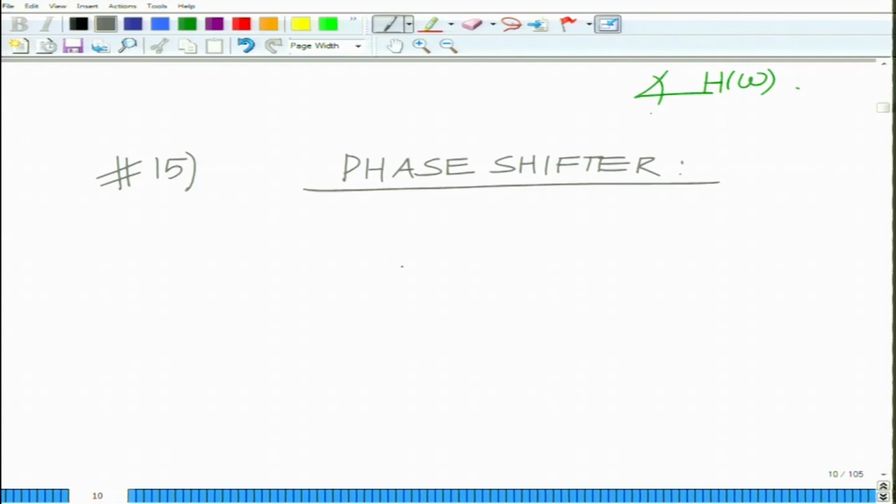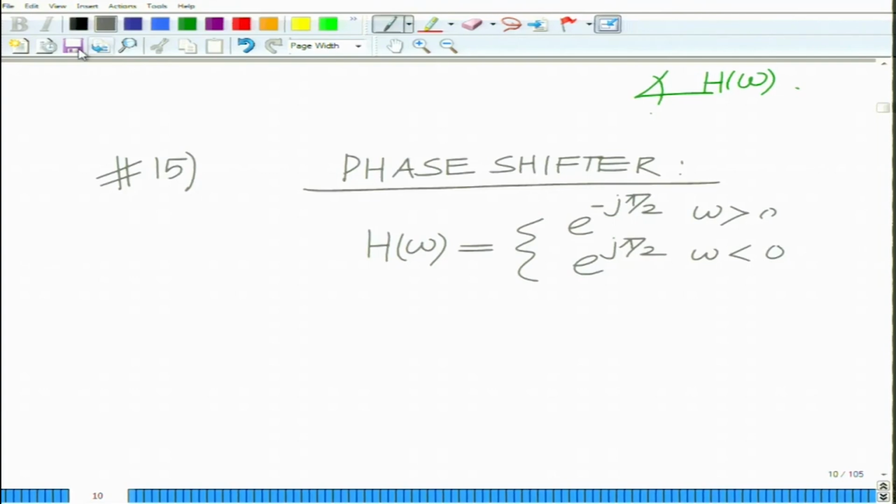Now, in a phase shifter, basically the frequency response of the system looks like this: H of omega equals e to the power minus j pi by 2 for omega greater than 0, and e to the power j pi by 2 for omega less than 0. Now, this is also termed as a phase shifter or also termed as a Hilbert transformer.